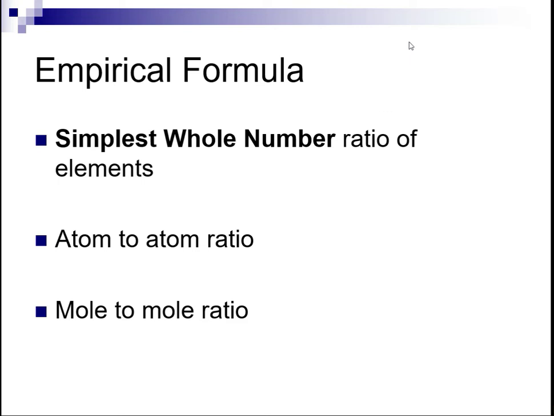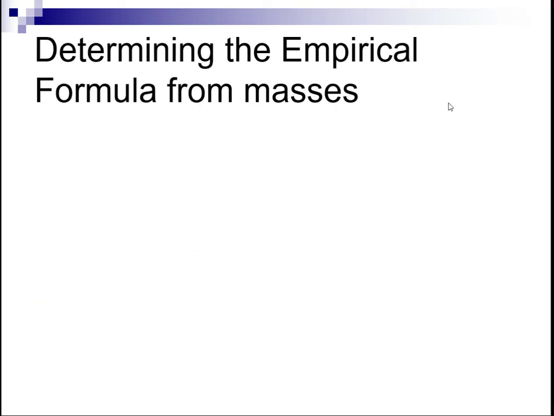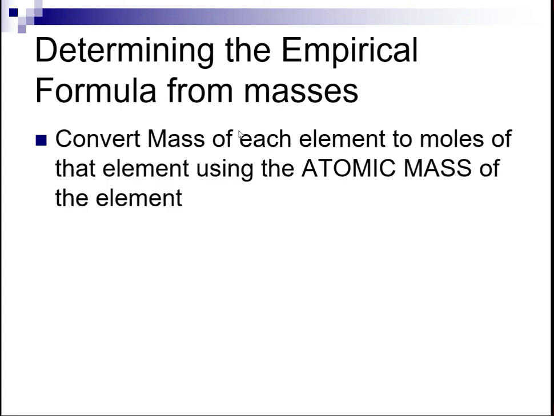So again, there's a couple different ways you can get information or data that can allow you to get the empirical formula. Probably the first way, the most common way, is to be given masses. So if I have masses, what you're going to do is convert each mass into moles. Each mass you're going to convert into moles by dividing by the atomic mass. That is very, very important. You're going to divide by the atomic mass.